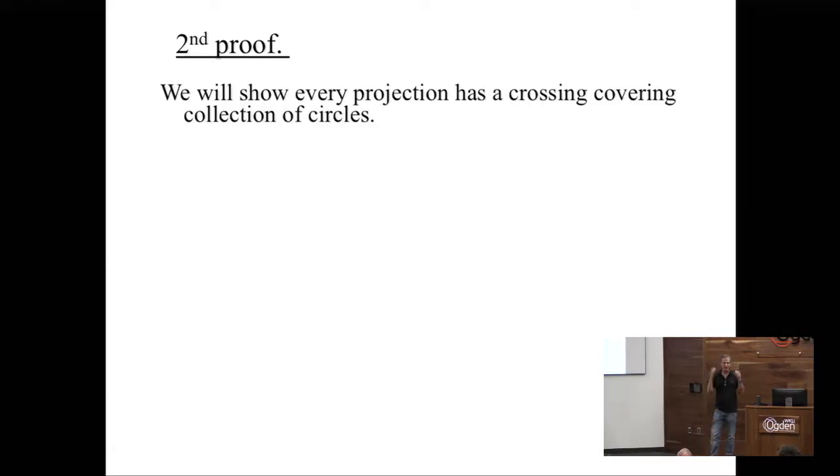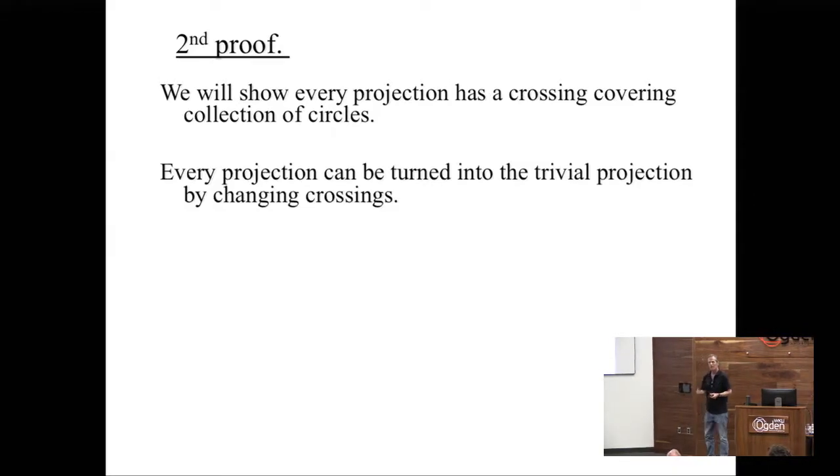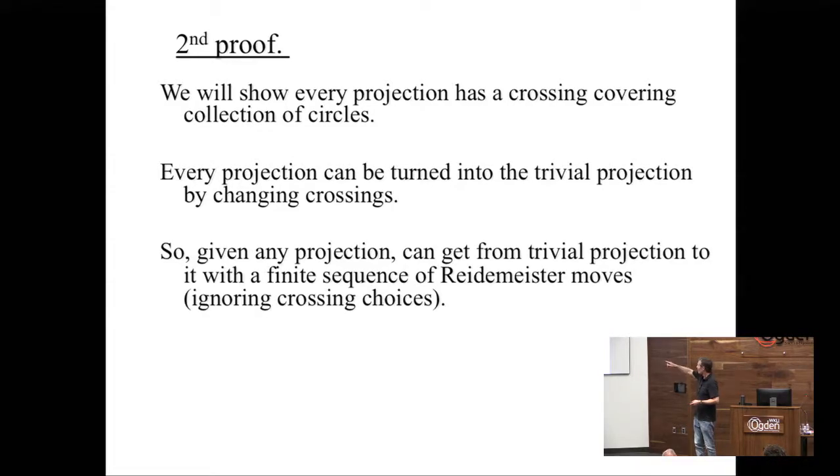So we're going to show that every single projection, you give me any projection of any knot, it has a collection of crossing covering circles, okay? And the way we're going to do it is the following. We know that if somebody hands you a projection, you can change the crossings to turn it into the trivial knot, okay?